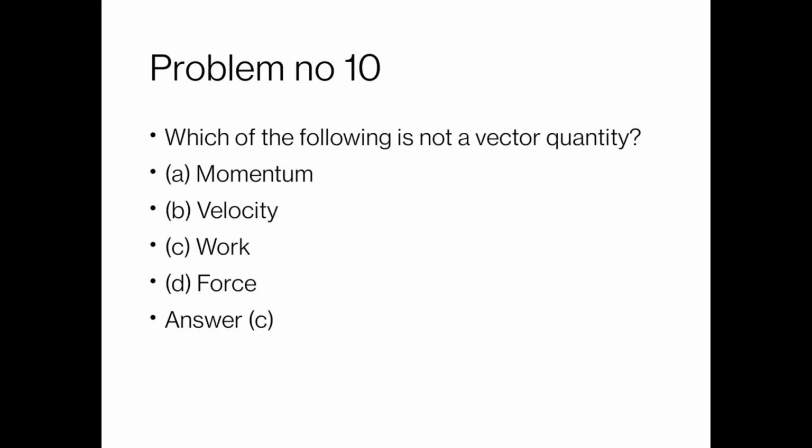Which of the following is not a vector quantity? First one is momentum. As we know, P is equal to mv, where v is a vector quantity, so momentum P is a vector quantity. Velocity is again a vector quantity. Work W is a scalar quantity. W is equal to F dot S, which is a scalar product. Force is again a vector quantity. So work is not a vector quantity.